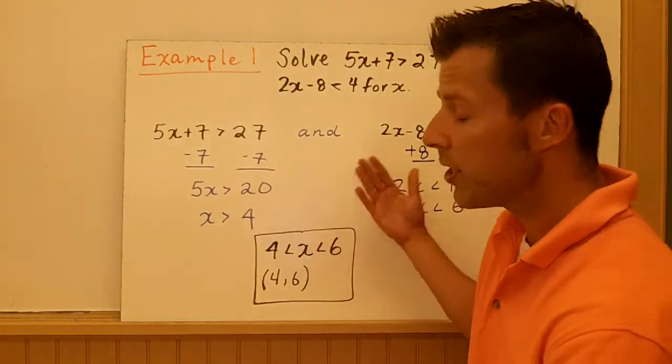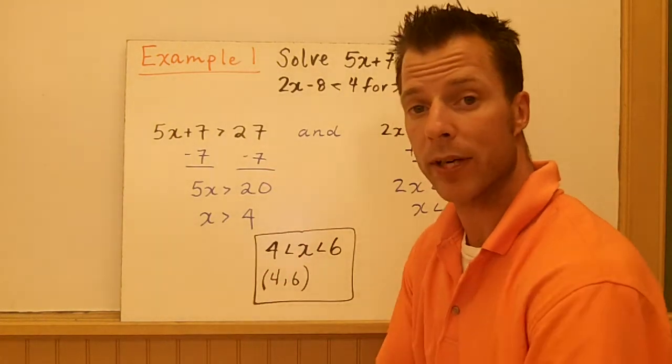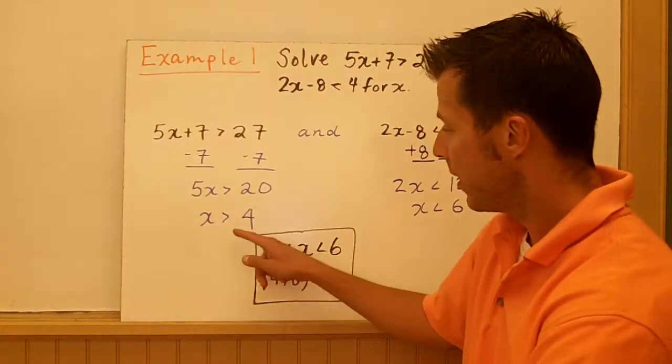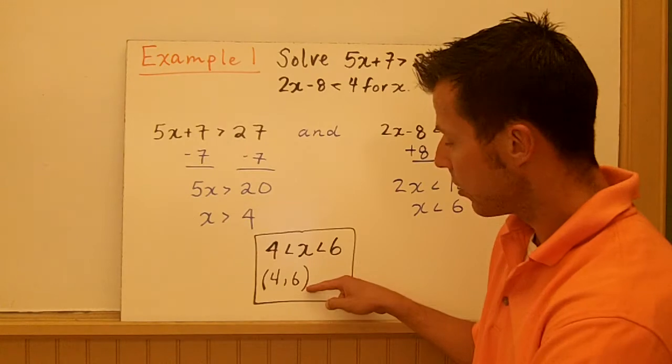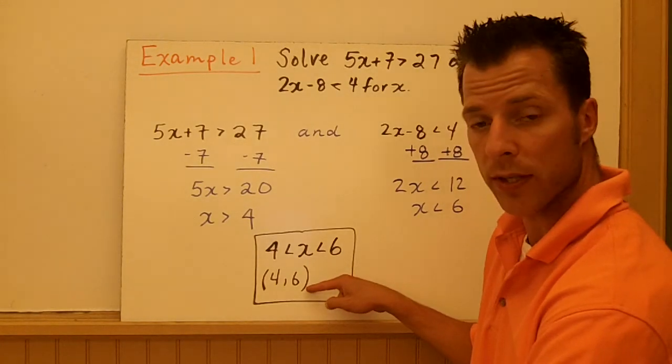So I've solved the inequalities each separately. Now bring them back together for the final answer. x is greater than 4 and x is less than 6. Interval notation would be written like this.